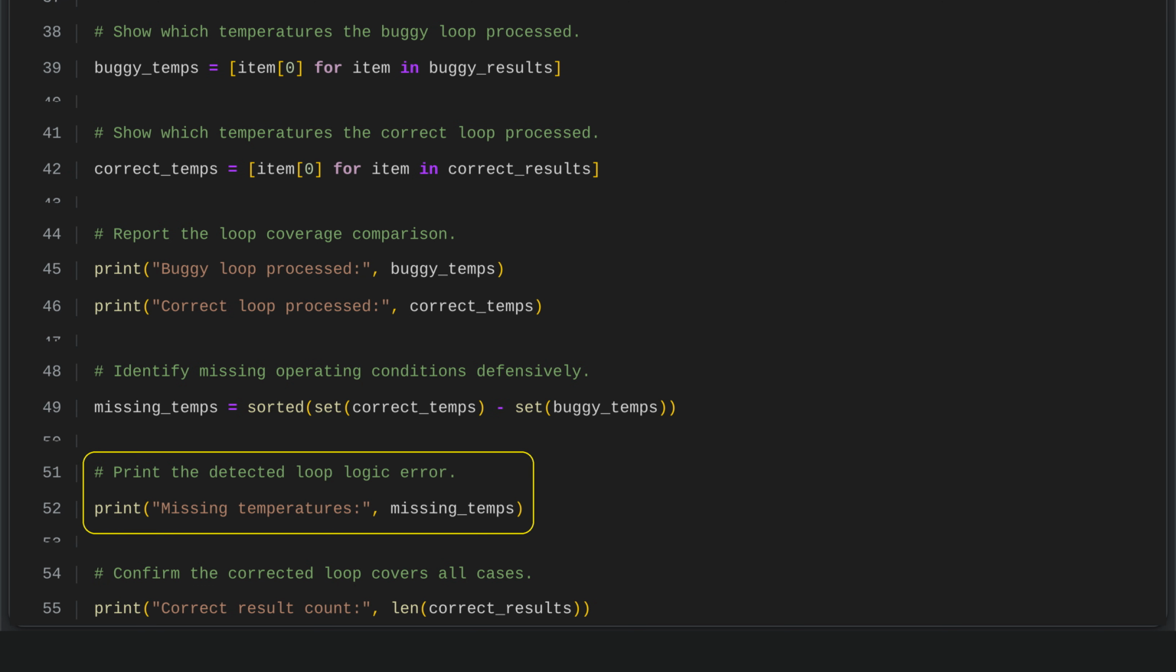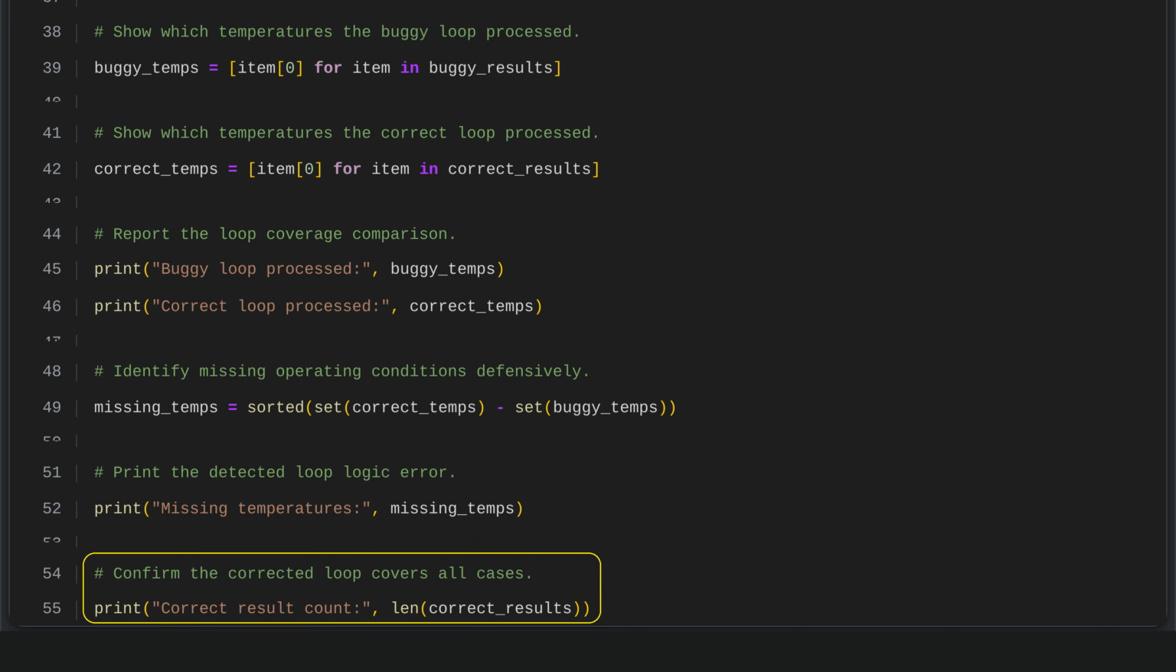The code prints the number of stored conversion results to confirm that each temperature was processed. If the count matches the intended inputs, it shows that the loop completed correctly and saved every result.